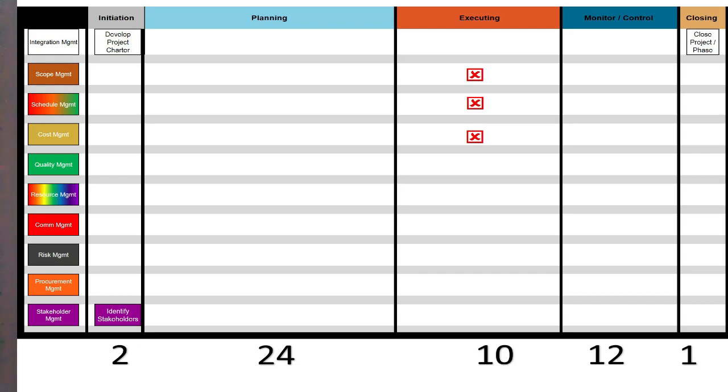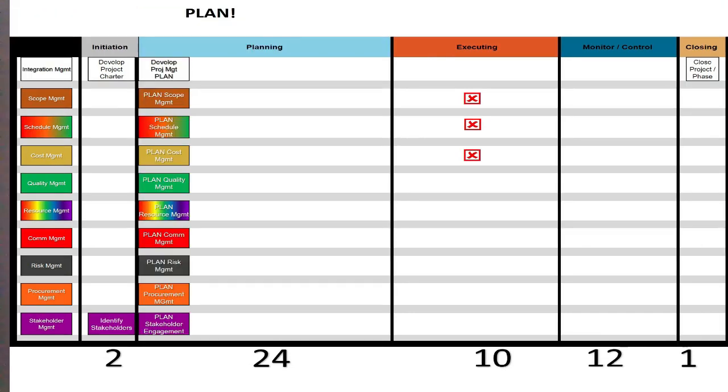How do we know what are those? So remember this, under initiation, there's only 2 things that you need to do. You need to come up with a charter, you need to identify the stakeholders, and then when it comes to closing, we just have to close the project. Now let's go to the next one.